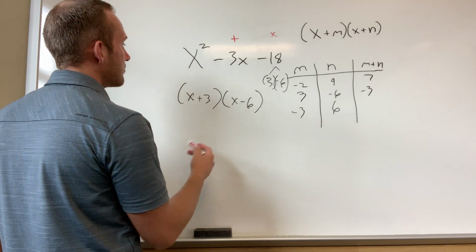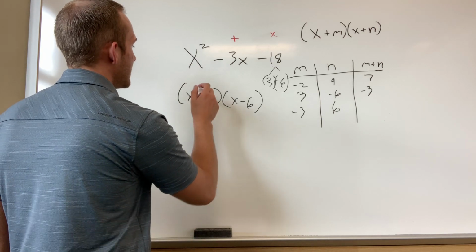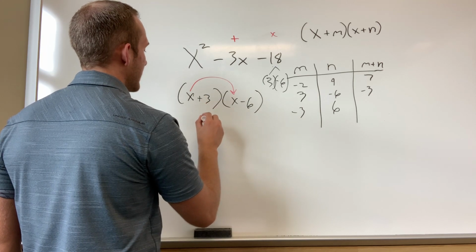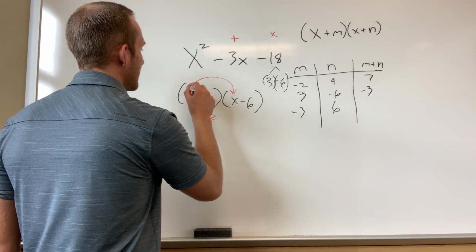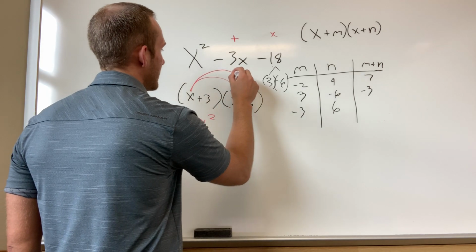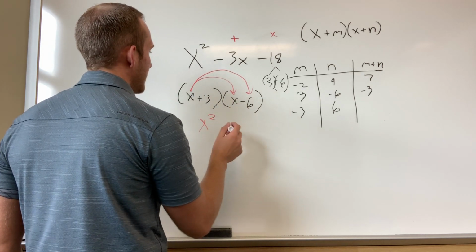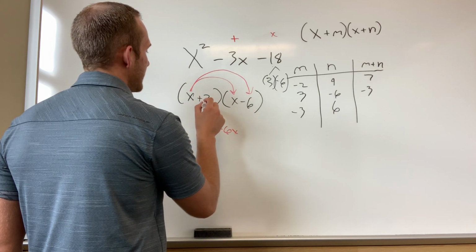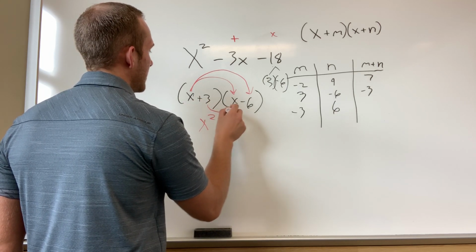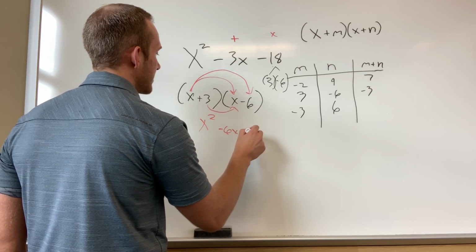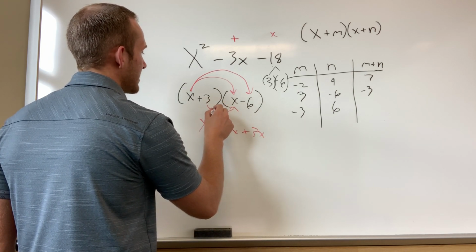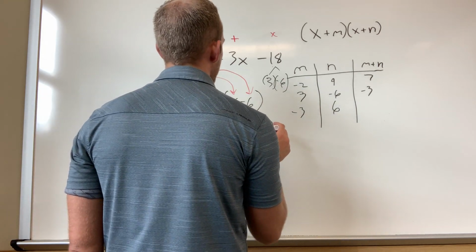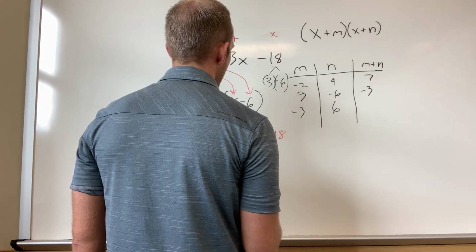All right, so that's the answer, and we can check it by FOILing first. So x squared, and then outer, negative 6x, and then inner, so plus 3x, and then last, so the last two numbers, 3 times that would be negative 18.